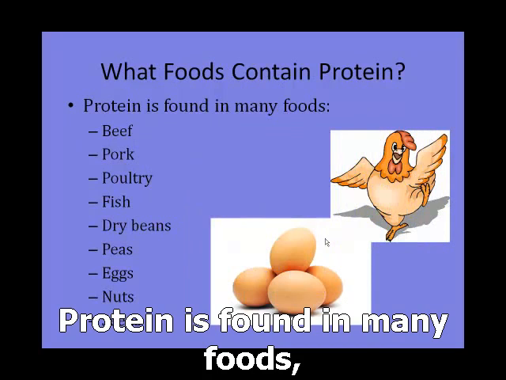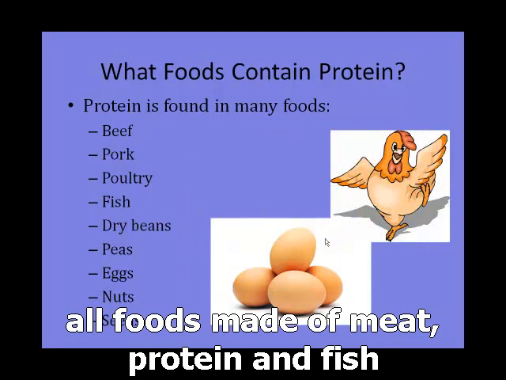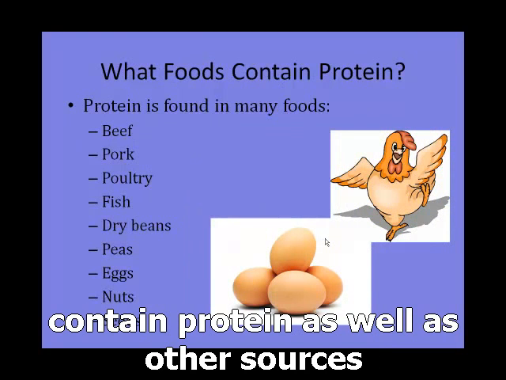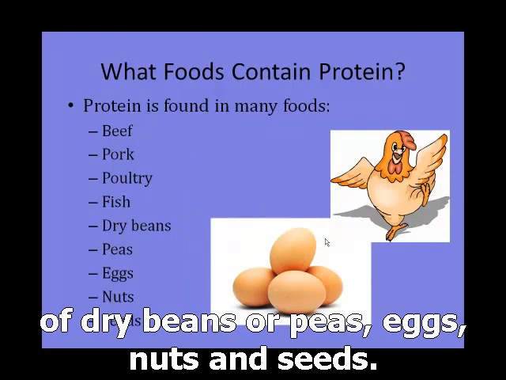Protein is found in many foods. All foods made of meat, poultry, and fish contain protein, as well as other sources of dry beans or peas, eggs, nuts, and seeds.